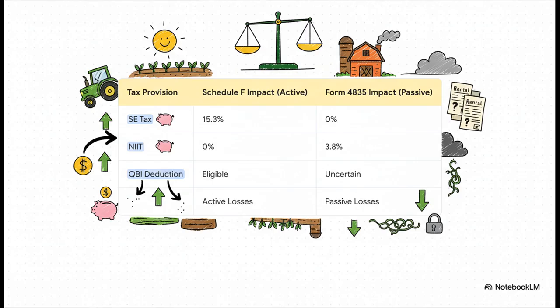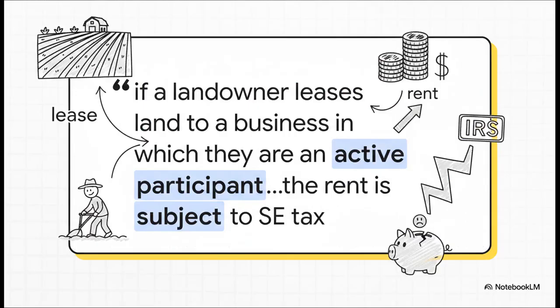Plus, your QBI deduction is a bit of a question mark, because your rental activity might not be considered a full-blown trade or business. And look at the passive loss rules. Active losses from Schedule F can offset your other income, but passive losses from 4835? They're trapped. They can only offset other passive income. And this brings us to a really tricky, high-risk area, self-rental.